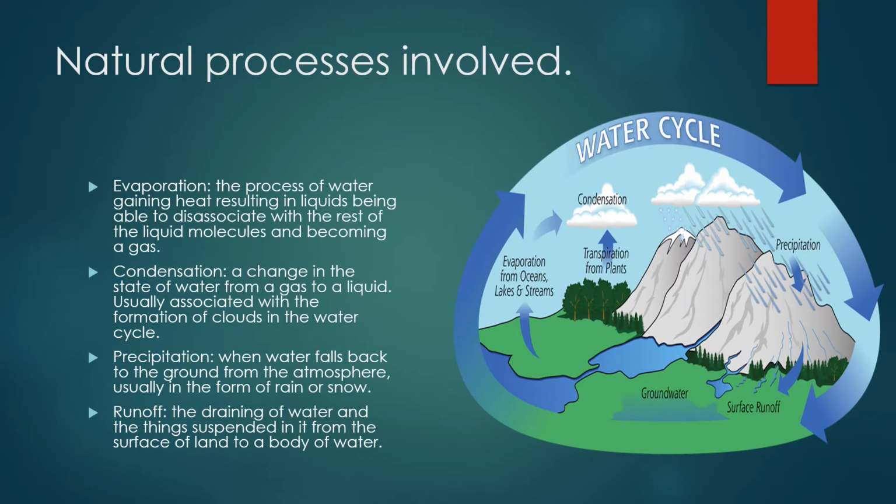Now, before we get into the main topic, there's a couple of natural processes that we must discuss. Evaporation is the process of water gaining heat, resulting in liquids being able to disassociate with the rest of the liquid molecules and become a gas. Condensation, a change in the state of water from a gas back to a liquid, usually associated with the formation of clouds in the water cycle. Precipitation, when water falls back to the ground from the atmosphere, usually in the form of rain or snow. And runoff, the drainage of water and the things suspended in it from the surface of land to a body of water. Evaporation and condensation are the main two means for pollutants to move from these bodies of water to land to new bodies of water.